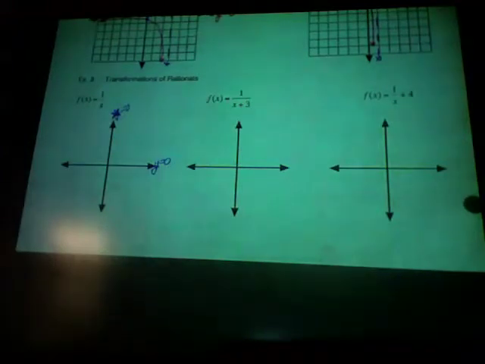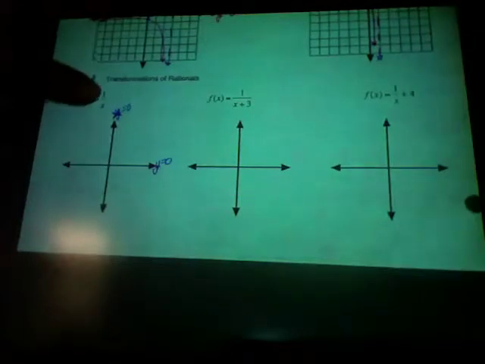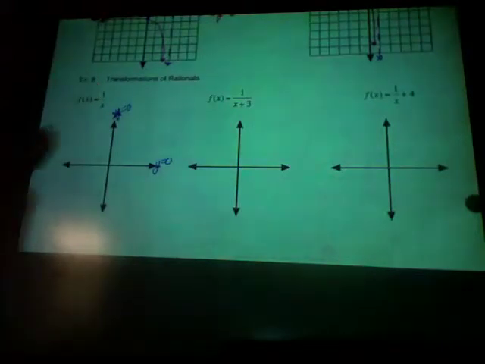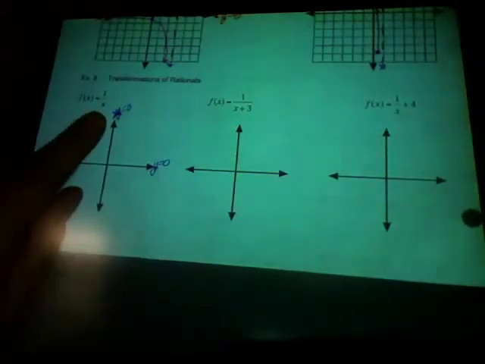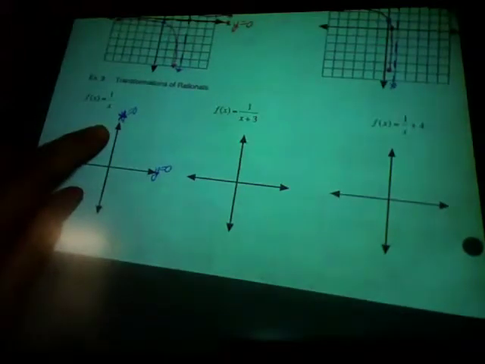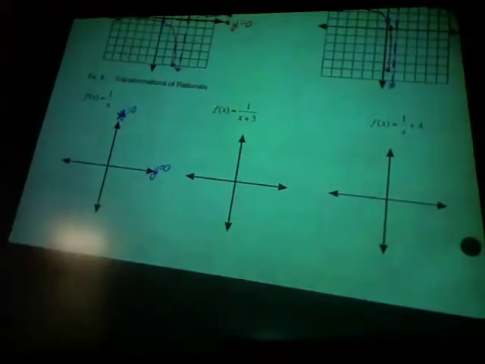Is there an x intercept? There's nothing in the numerator, right? Is there a y-intercept? If you let x equal 0, what's going to happen? You have 1 over 0? It's undefined, isn't it? So there's no x-intercept, there's no y-intercept. Is there a slant asymptote? No. All right, so shouldn't the graph look like this?